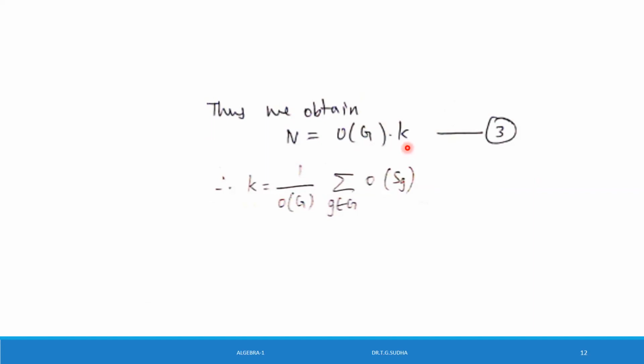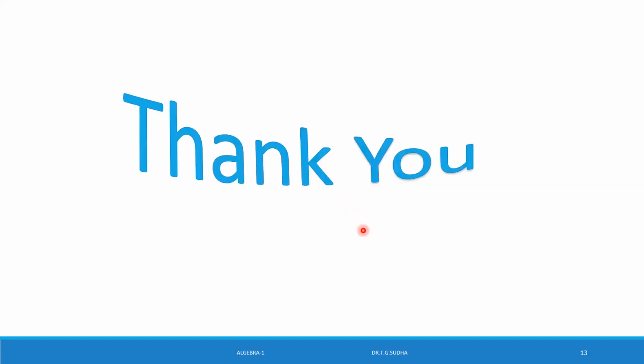Now, when we express K in terms of N, we get 1 over order of G into summation order of SG, where G belongs to G. So this is the value of N which we obtained in the previous steps. Hence the Cauchy-Frobenius theorem. Thank you.